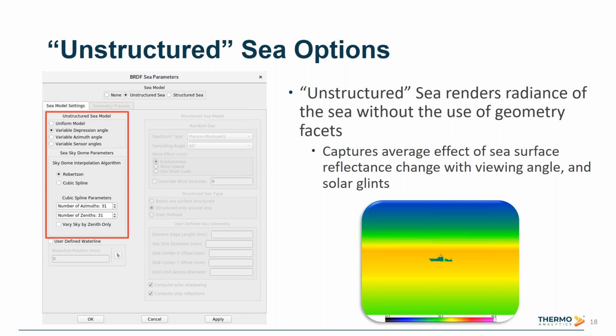The user can also further reduce computation time by checking the Vary Sky by Zenith Only box. This option can be selected for rendering of night scenarios, which would accelerate the interpolation routine by using a 360-degree average value for all azimuths. But this value must be used with caution for daytime scenarios when a solar position would cause the sky radiance to vary significantly as a function of azimuth.